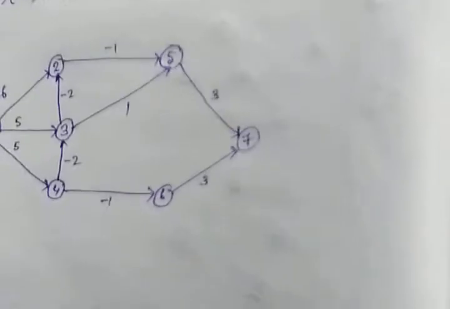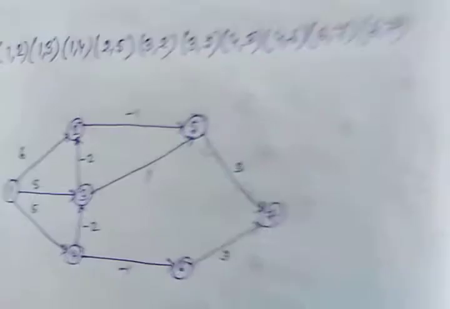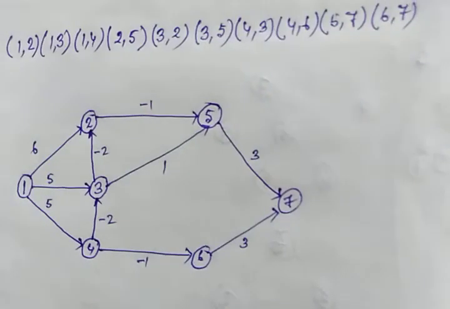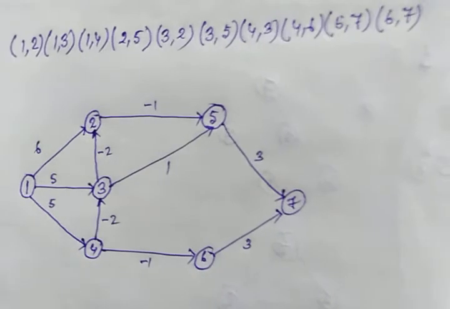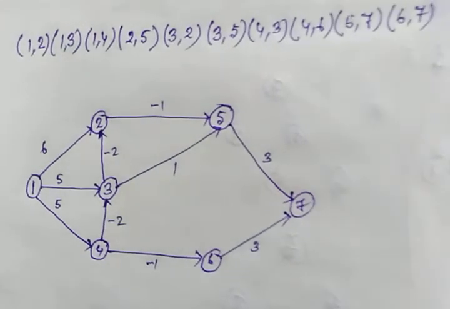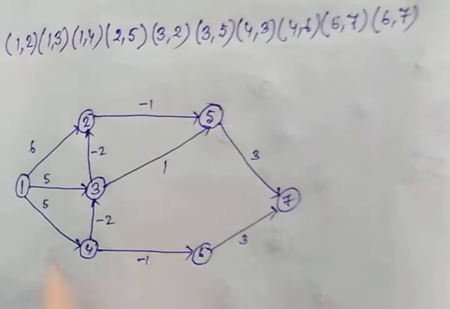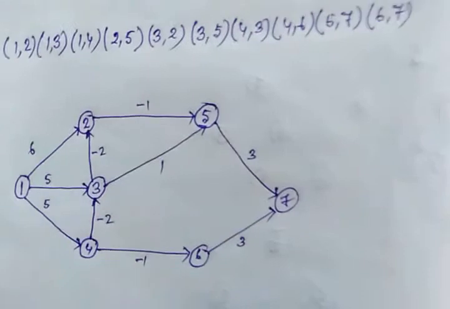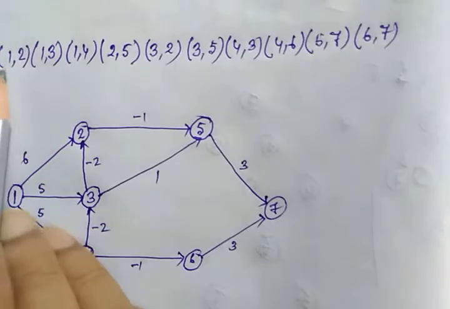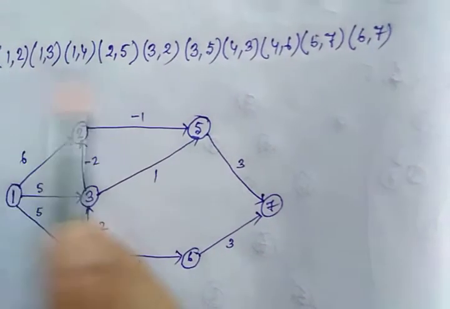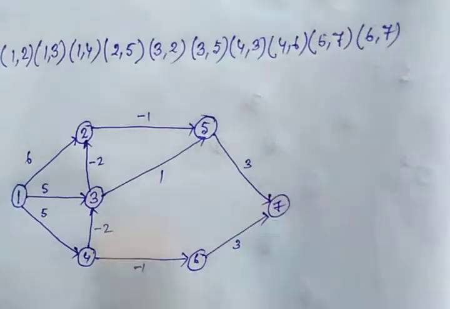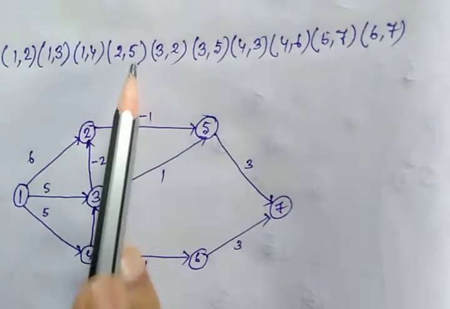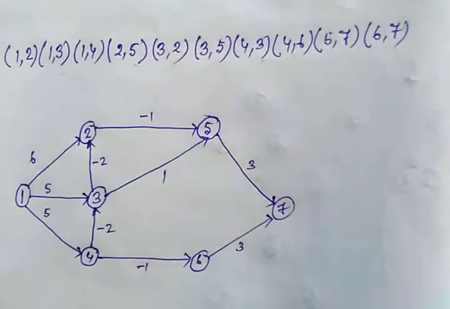Next page. Here a graph is given, and every edge has a weight. It may be a positive weight or a negative weight. I am writing the edges of the graph at the top, and there are 10 edges.